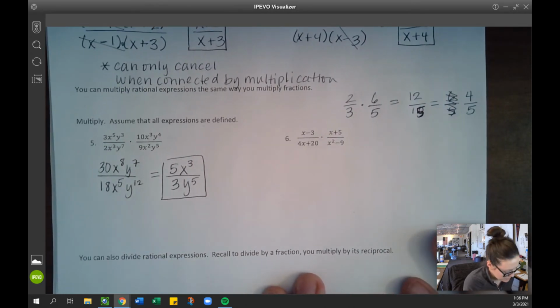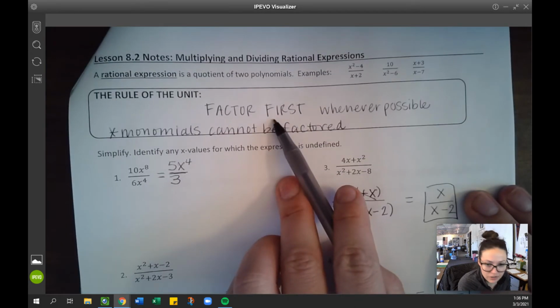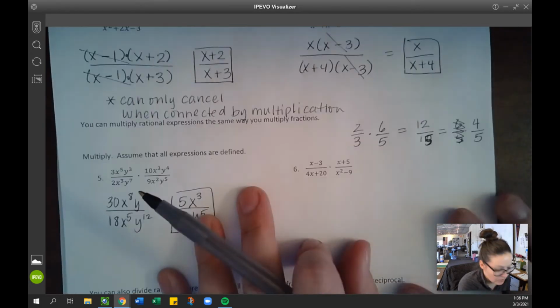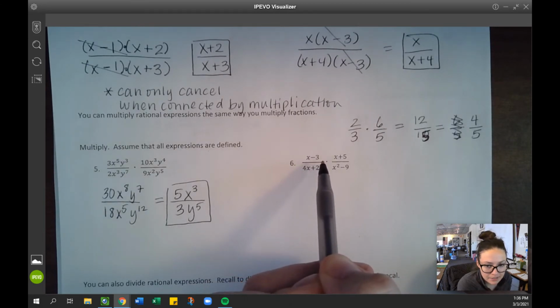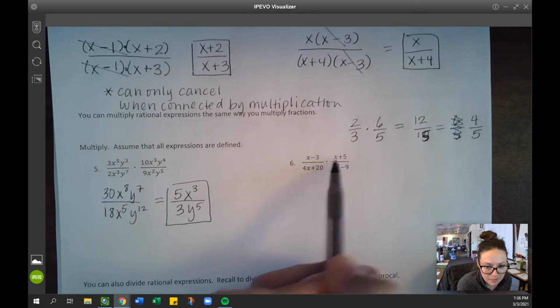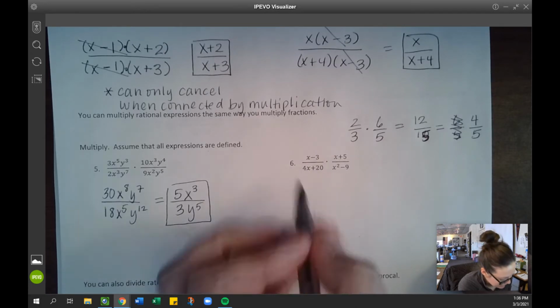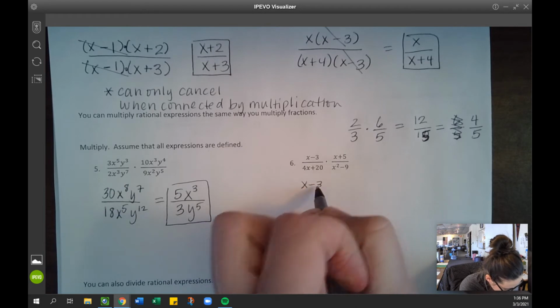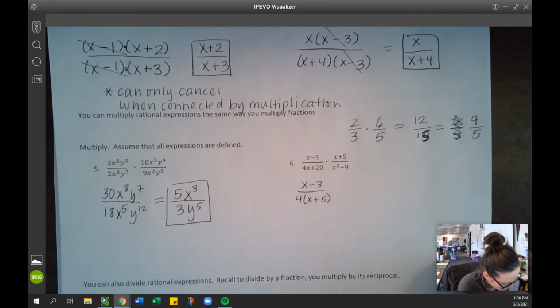Okay, number 6. Our rule of the unit is to factor first whenever possible. So let's check everything. X minus 3, nothing I can do with that. X plus 5, same thing here. 4x plus 20. It doesn't look like it at first glance. However, I can take out a common factor of 4.